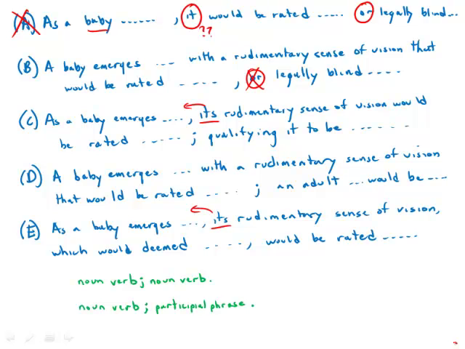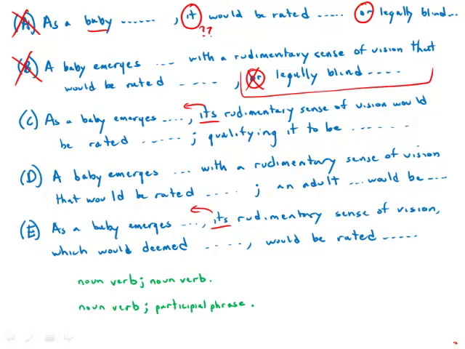Now, with B, we have the same problem. And in fact, the clause at the end, or legally blind as an adult, that is just very awkwardly attached to the rest of the sentence. And it's not clear at all that what we're trying to do is explain 20/50 vision. So B is a problem also.